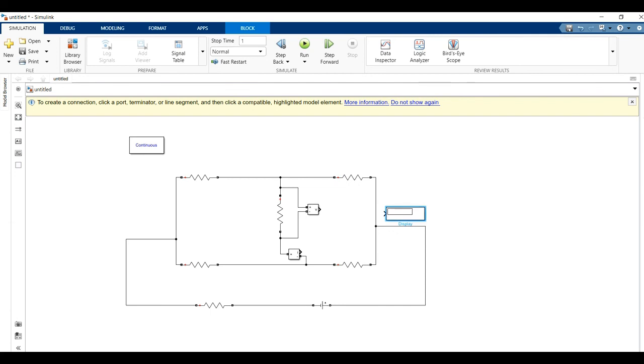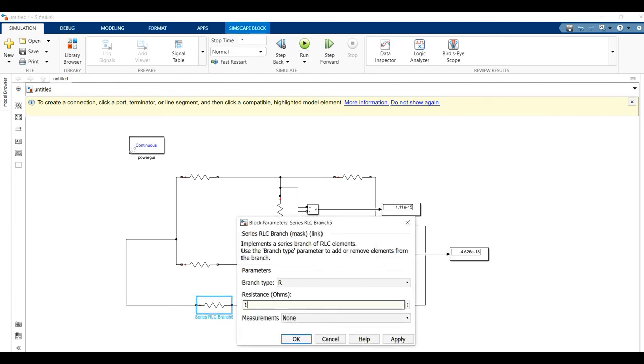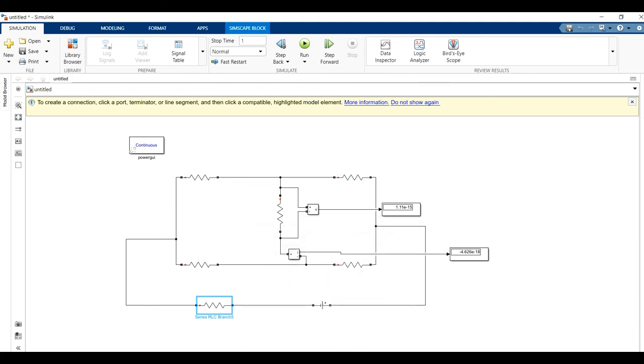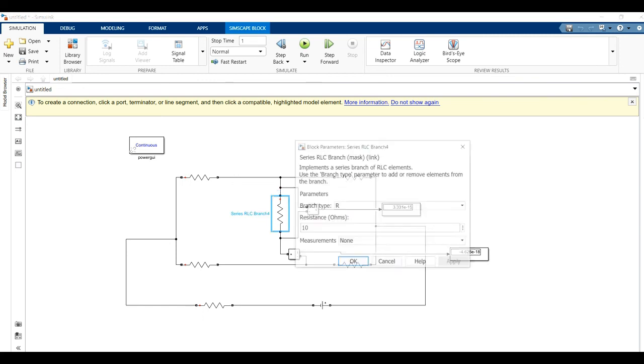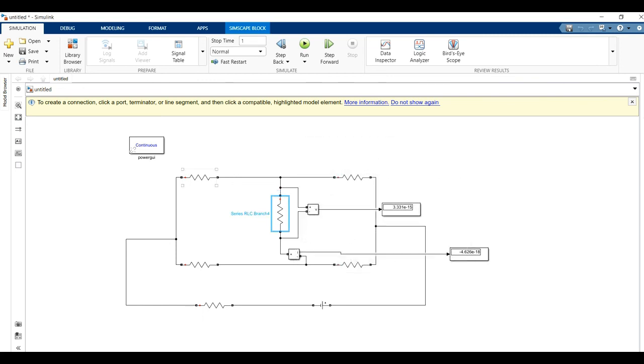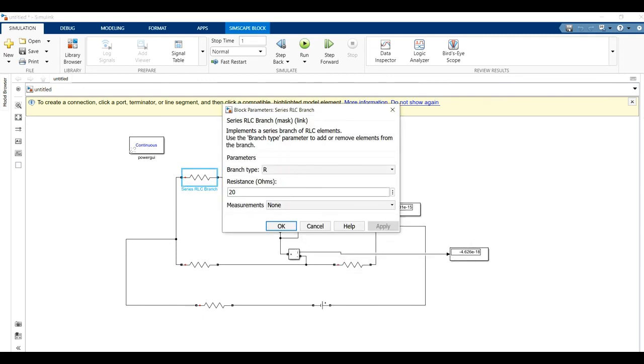Now take a display unit to display the measurement of the voltage and current value of the circuit. Now the stop time is 1, and run the system. It is okay, but still we don't get the value, so we are changing the internal resistance values. Again we check, and we didn't get the current value 0.